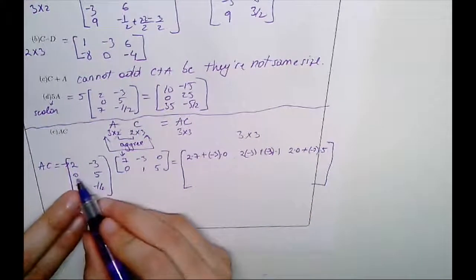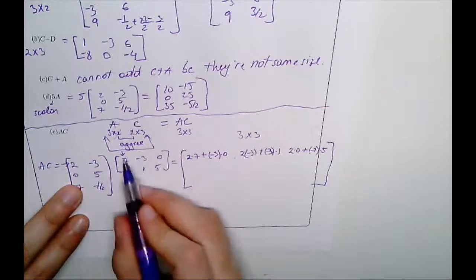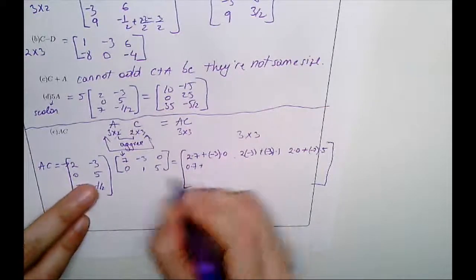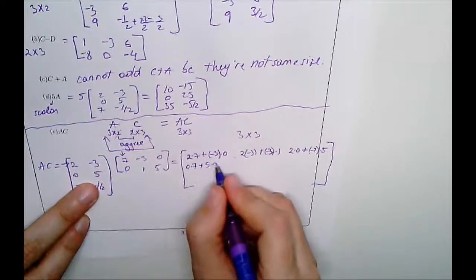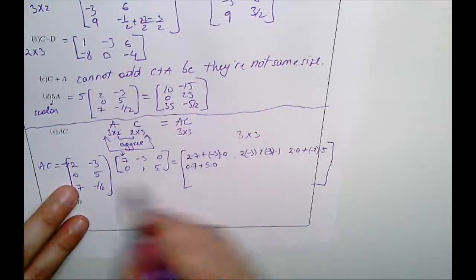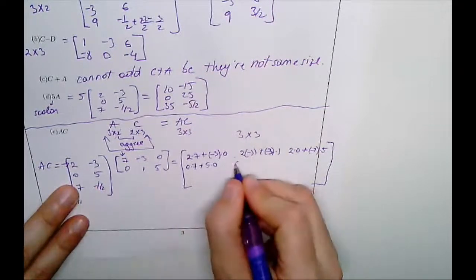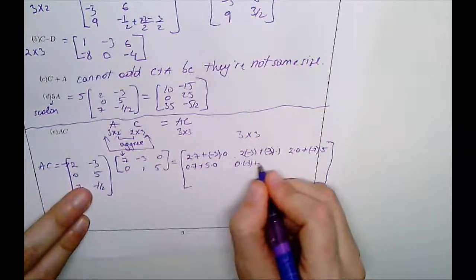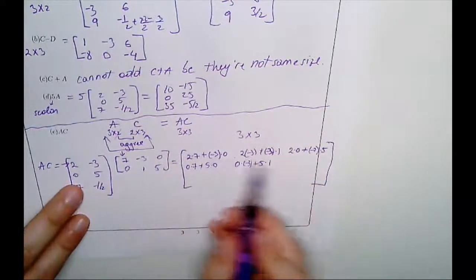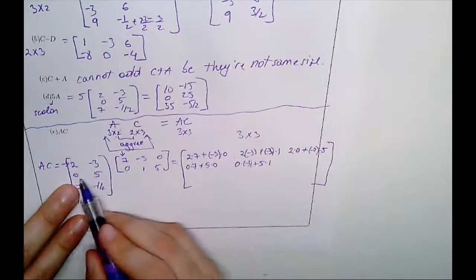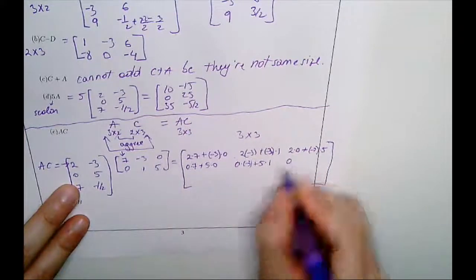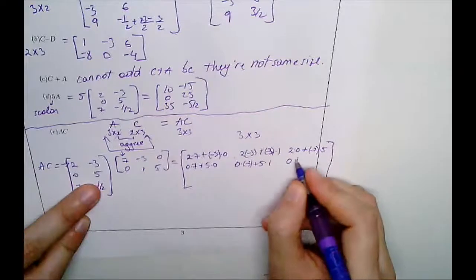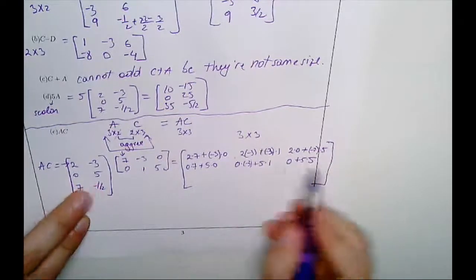Now the second row times the first column, so it's going to be 0 times 7 plus 5 times 0. And then for the second element, I'm going to do 0 times negative 3 plus 5 times 1. And then for the third one, the third column, 0 times 0, which is 0, plus 5 times 5. So we're done with the second row.